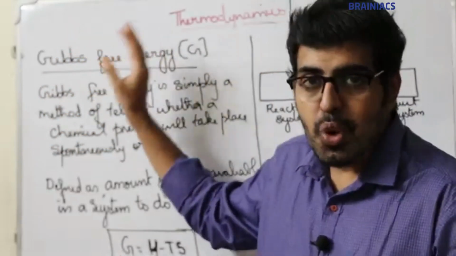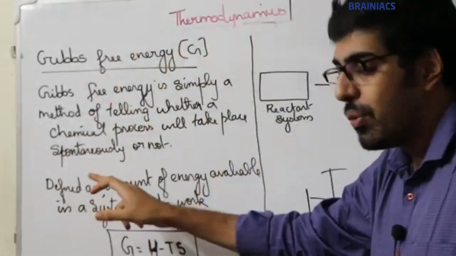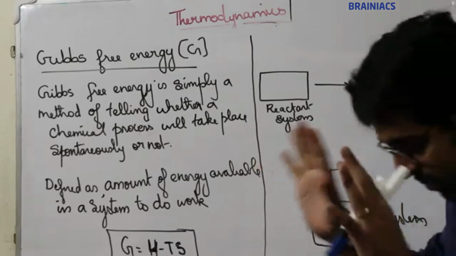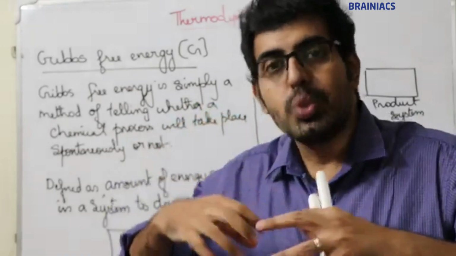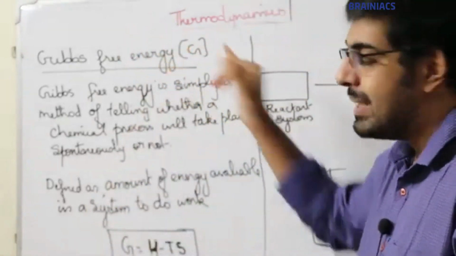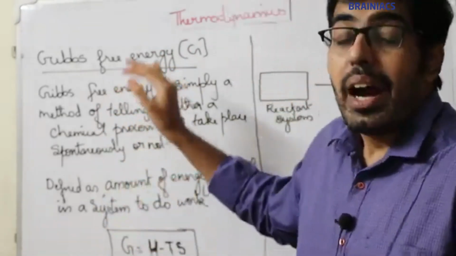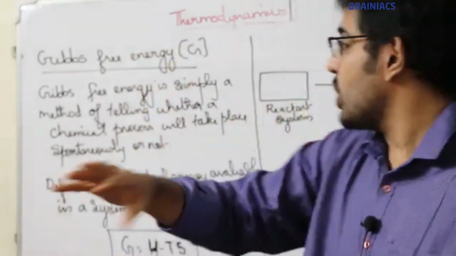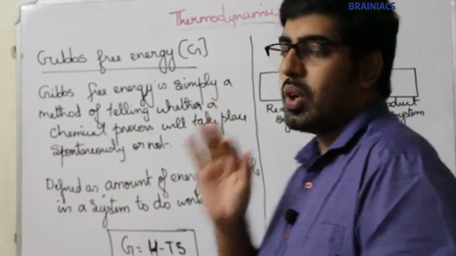Next topic: Gibbs free energy, represented by G. Gibbs free energy is defined as the total energy available in a system to do some work or some process. The purpose of learning Gibbs free energy in thermodynamics is that it helps us to predict whether a reaction is spontaneous or not.